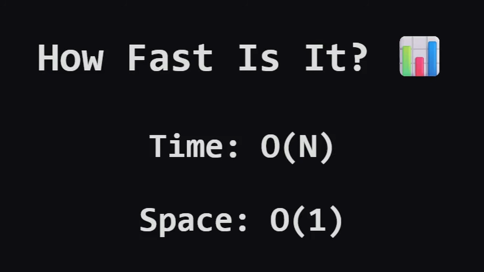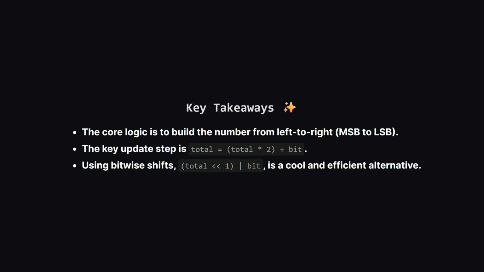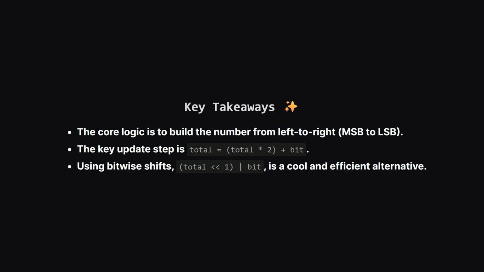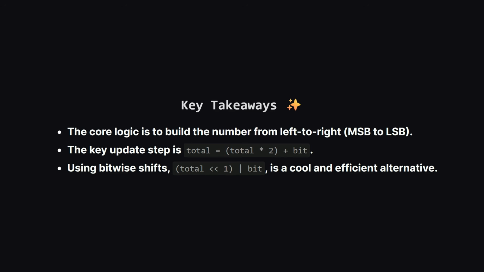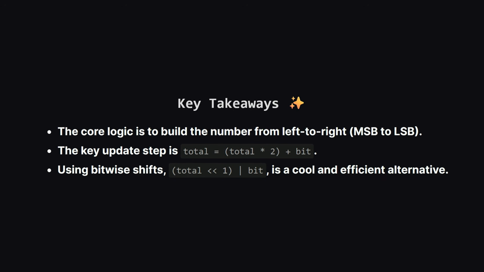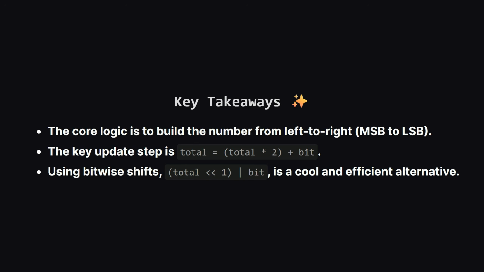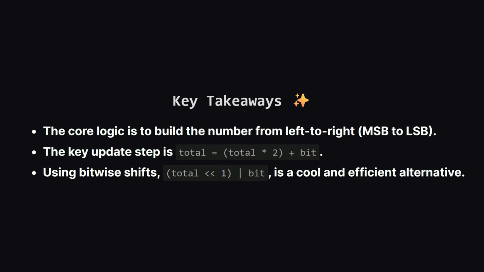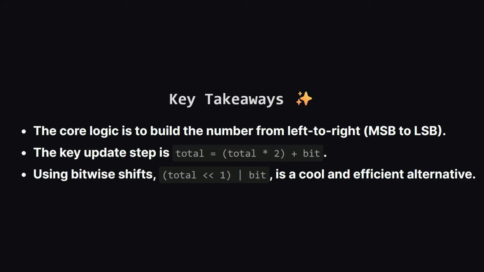Both of our solutions are very efficient, so let's just quickly recap. The main idea here is to process the binary number from its most significant bit to its least significant bit. For each bit we encounter, we effectively shift our current number to the left to make room, and then we add in the new bit. Whether you write that with multiplication and addition, or with bitwise shifts, the underlying concept is exactly the same. It's a really fundamental pattern for number conversions.